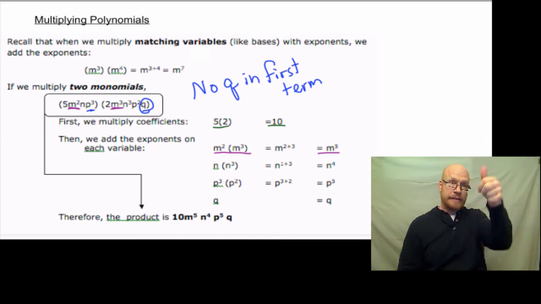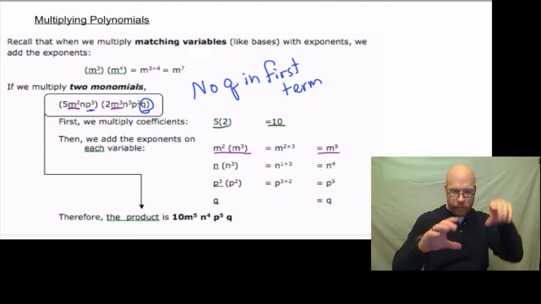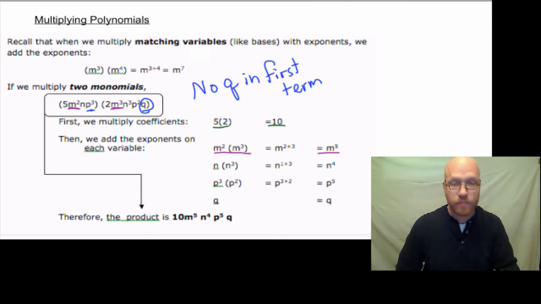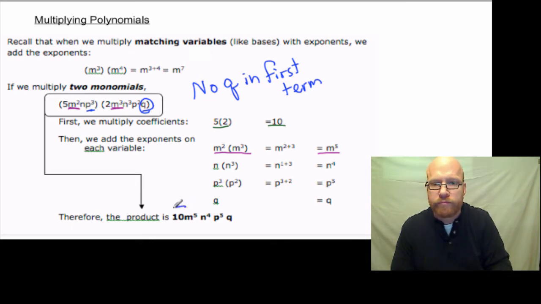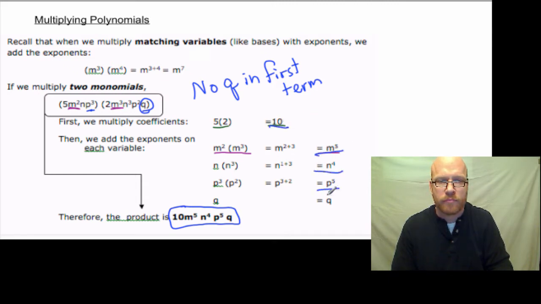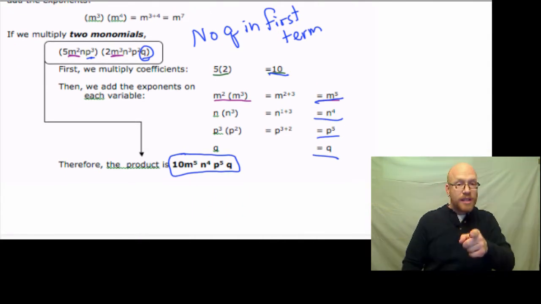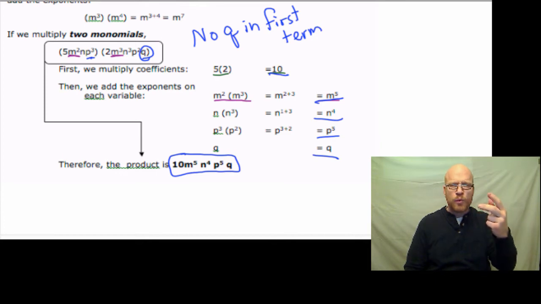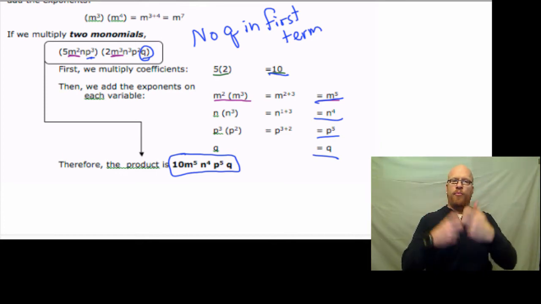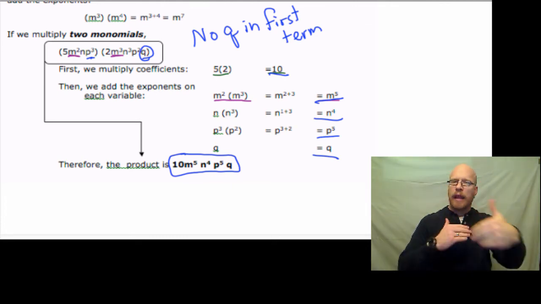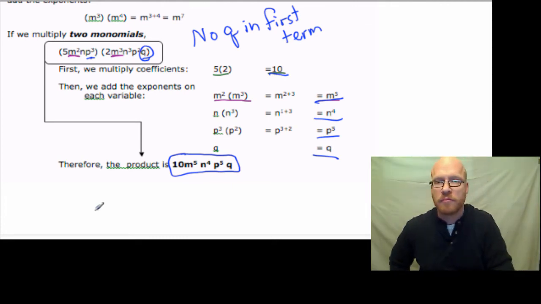Okay? Now you can see on the side here 10, m to the fifth, n to the fourth, p to the fifth, and then q. We're going to clean it up now. Really, it's like we have, I think, 5 different multiplication problems and work on them individually, and then in the end, you bring them all together. We'll see in our next example.